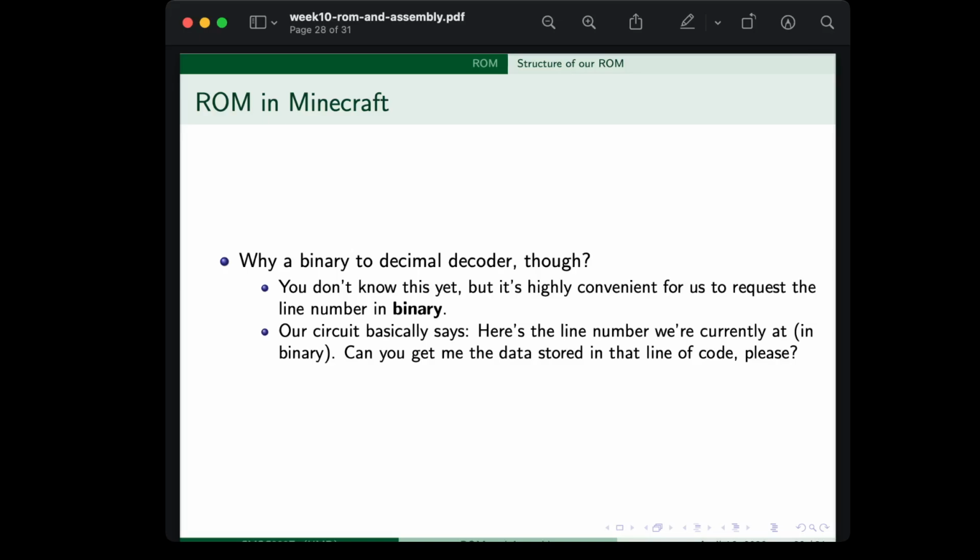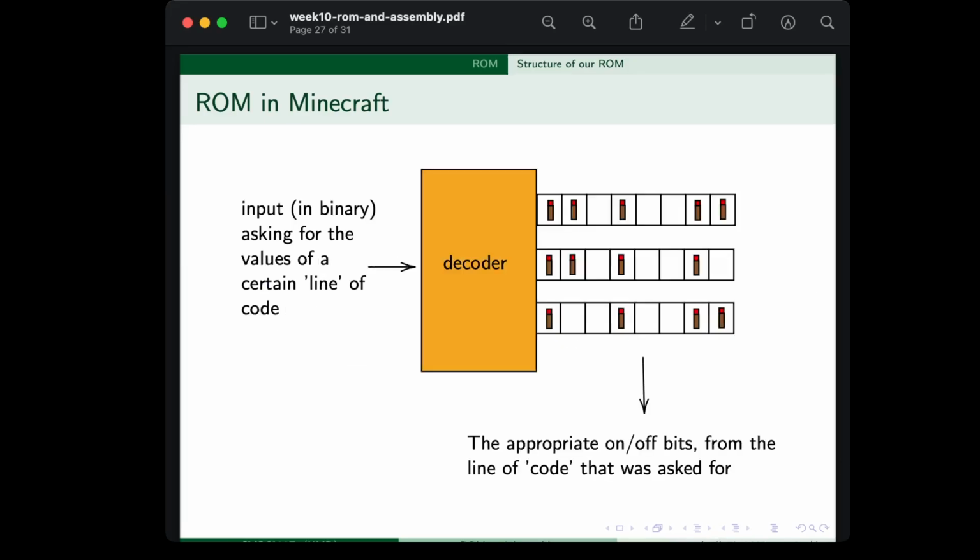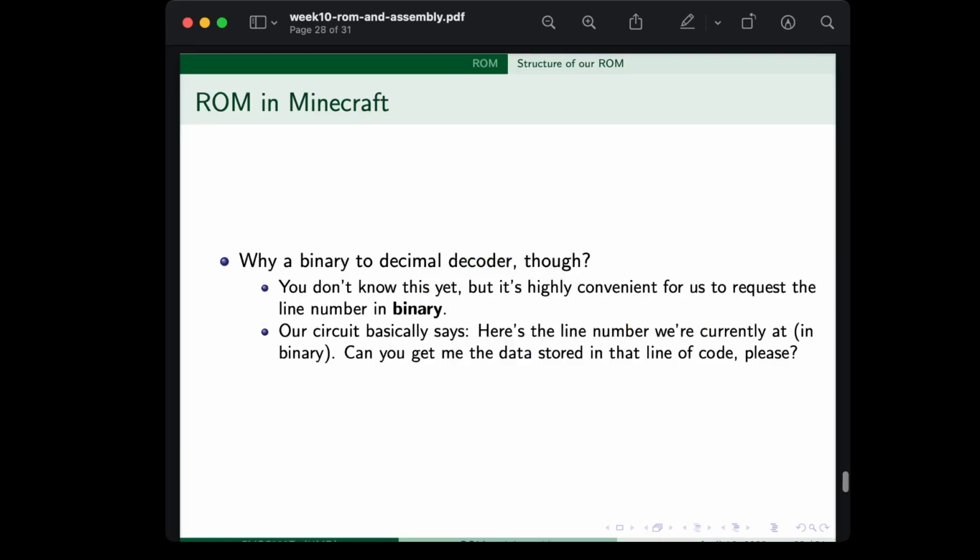why a binary to decimal decoder? Well, you don't know this yet, right? So you might be wondering, okay, why don't we just give it the number in actual decimal form? We say, okay, 0 for 0, 1 for 1, 2 for 2. Why wouldn't we just do that? Now, the thing is, our circuit basically says, here's the line number that we're currently at in binary. Can you get me the data stored in that line of code, please? And then the decoder says, okay, sounds good. Here's that line of code, right?